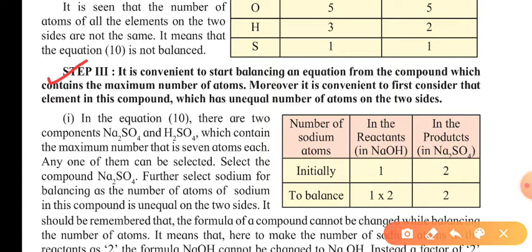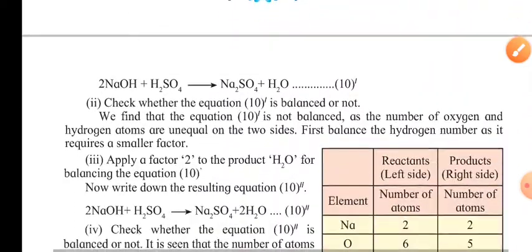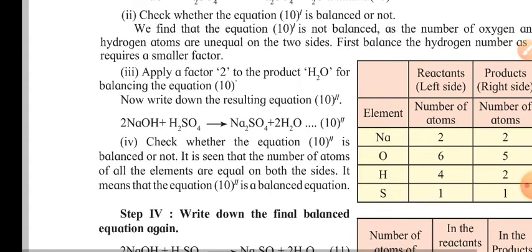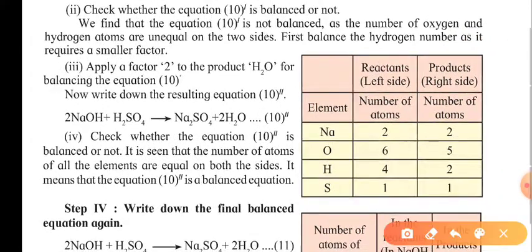So first of all, we look at the number of sodium atoms. Initially it is 1, and in the product, in Na2SO4, it is 2. So I have to multiply it by 2 for balancing. Then once I balance it, what is changing along with that? Oxygen is changing, hydrogen is changing, and sulfur is also changing.